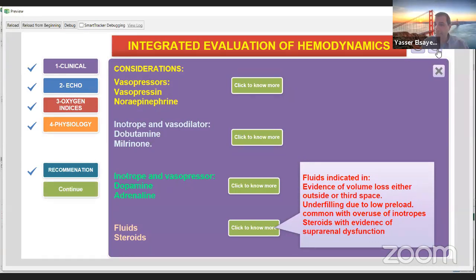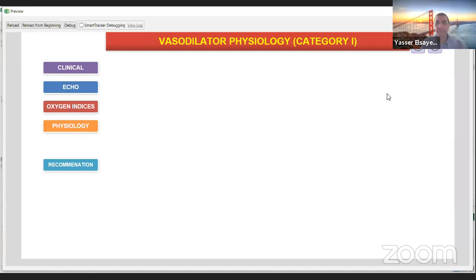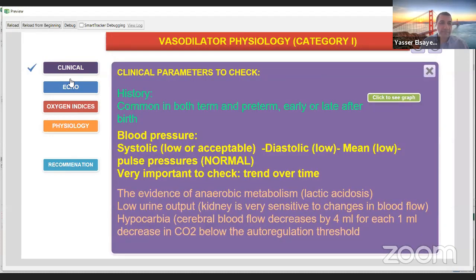Okay, so let us discuss the first mechanism, or the first category, which is vasodilator physiology. In vasodilator physiology, again, you have the 4 different assessment tools, or 4 steps: clinical, echo, oxygen indices, and then integrate everything by understanding the physiology and how to formulate the medical recommendation. In clinical, the vasodilator shock can happen at any age, at any stage. It can happen in preterm, term infants, early after birth, or late. So it can happen at any time.